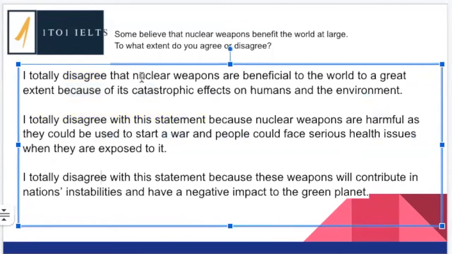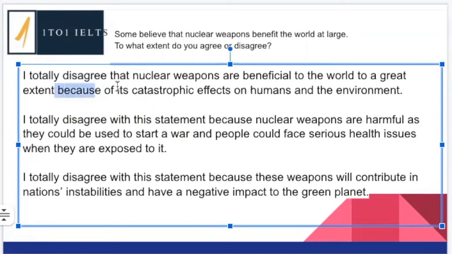So I totally disagree that nuclear weapons are beneficial. For him, it's absolutely fine. I know a lot of people like to put "this essay", but it does ask you, to what extent do you agree or disagree? So the natural way to answer this, and I would say more natural than saying "this essay", is to simply say "I". So I totally disagree that nuclear weapons are beneficial to the world to a great extent.